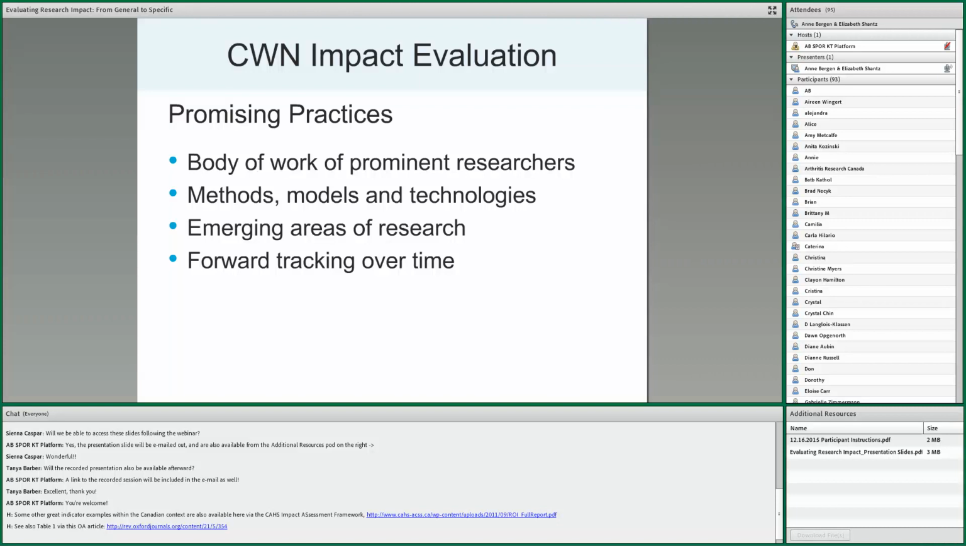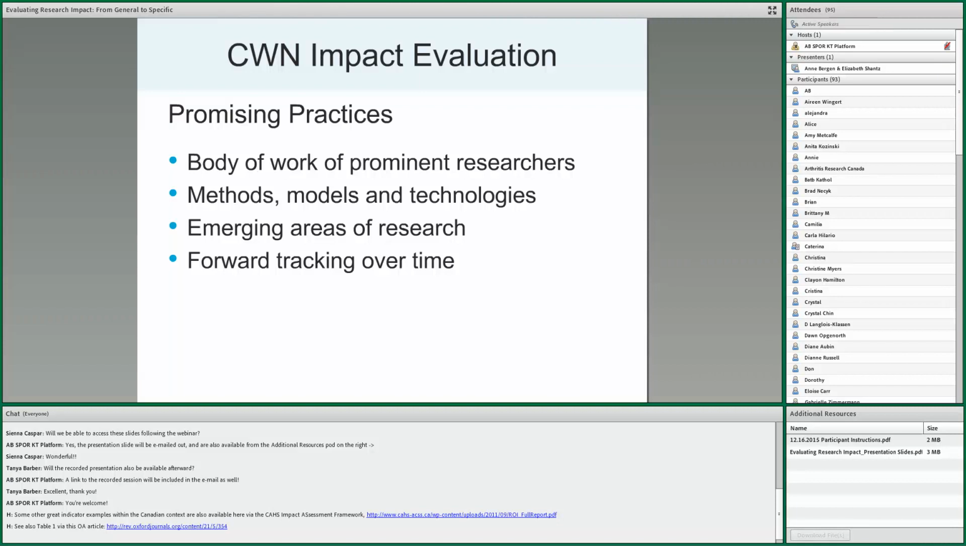Secondly, we need to be able to capture advancements in methods, modeling, and technology as a key outcome and not just an output, which is how we were previously measuring it. Thirdly, we need to find some way to capture the benefit of research that's in emerging or novel areas. This research might not be ready for application yet, so it might not have uptake because it's very new in its field, but we need to be able to capture in some way the importance of that research.